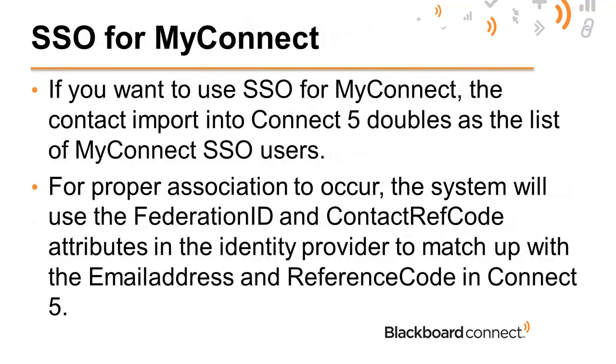If you want to use SSO for MyConnect, the contact import into Connect 5 doubles as the list of MyConnect SSO users. For proper association to occur, the system will use the Federation ID and the contact ref code attributes in the identity provider to match up with the email address and reference code in Connect 5.